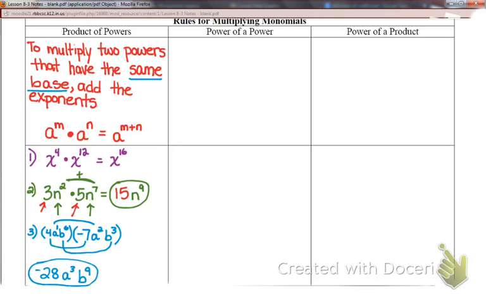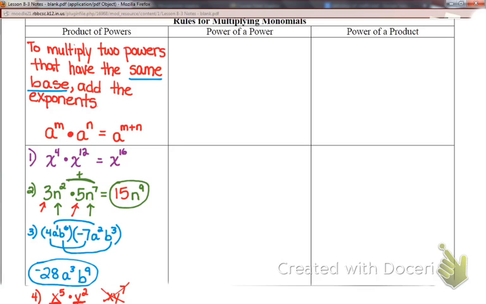I do want to throw one other example in here, just so that you see an example of a problem like this. If I asked you to take x to the fifth times y to the second, and I asked you to simplify that, if you think the answer is xy to the seventh, you're wrong. That's not it. This problem cannot be simplified because they don't have the same base. Remember that? They have to have the same base in order for us to be able to do anything with them, like add the exponents.